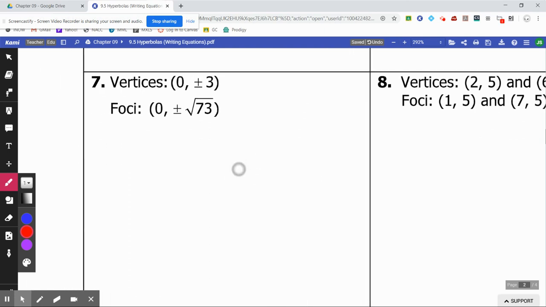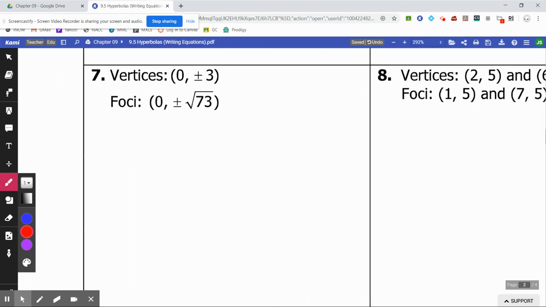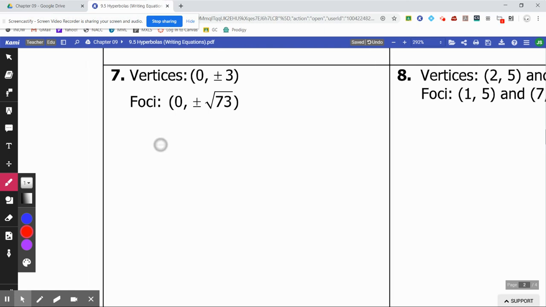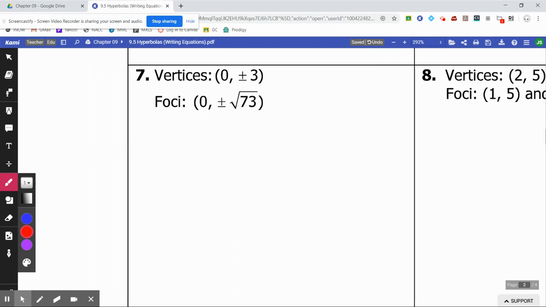Number 7. Now we're dealing with foci, so we are going to have to use the relationship between a squared, b squared, and c squared, which again is simply the Pythagorean theorem when you're dealing with hyperbolas. We're going to use that to find our b value in this case. The center is going to be the middle of these 2 points, the midpoint. So therefore, the center is going to be 0, because this is 0, 3, and 0, negative 3. So the point right between them will be 0, 0.